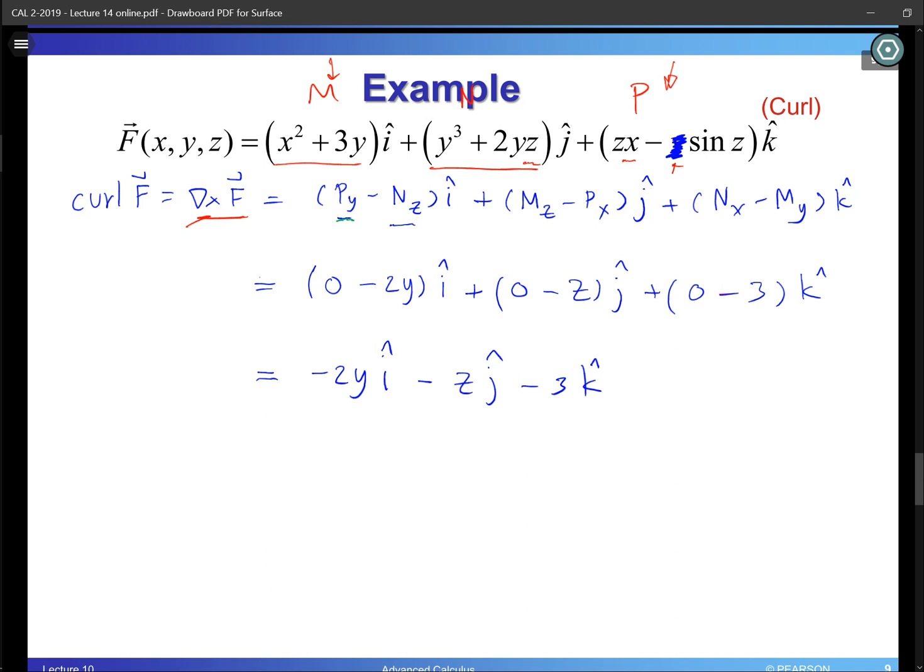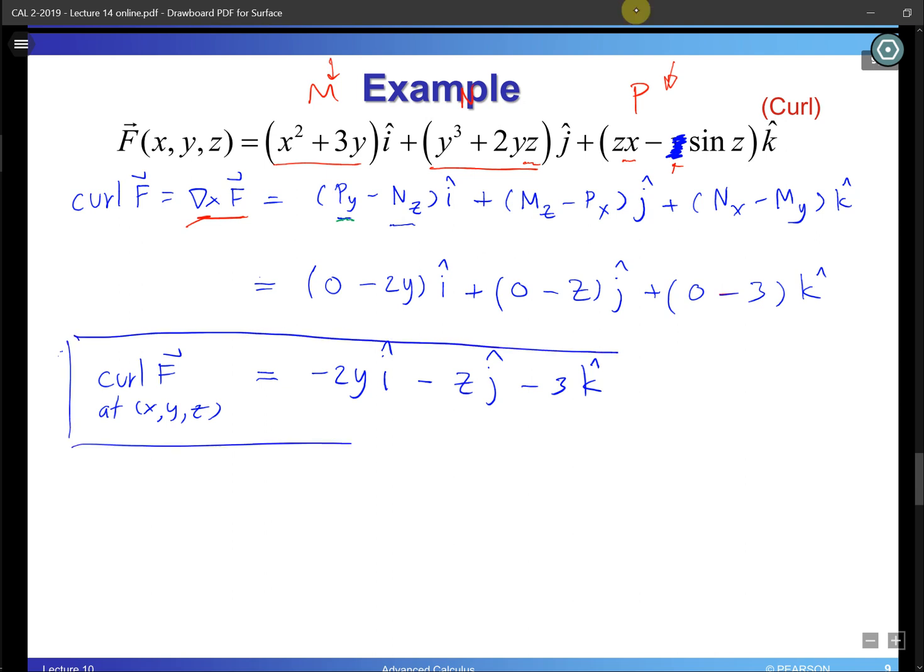Alright, and that is the curl of F at any point x, y, z. If you want to study the behavior of the circulation at any point of this vector field, you just put in x, y, z. For example, I want to know the circulation at the origin.